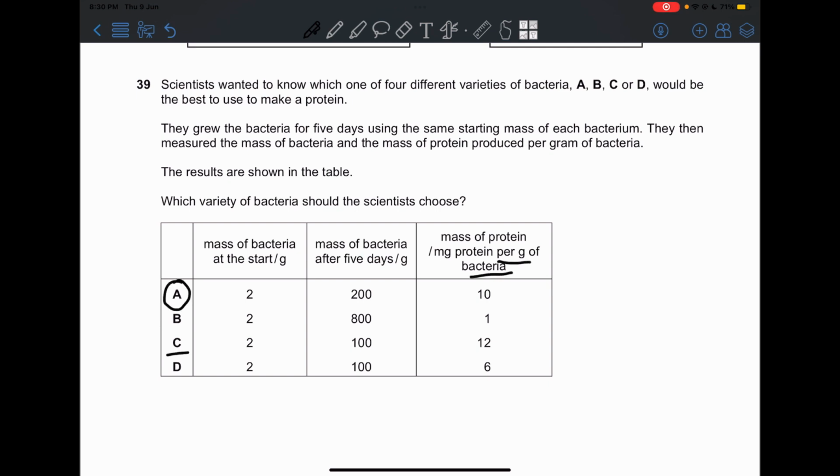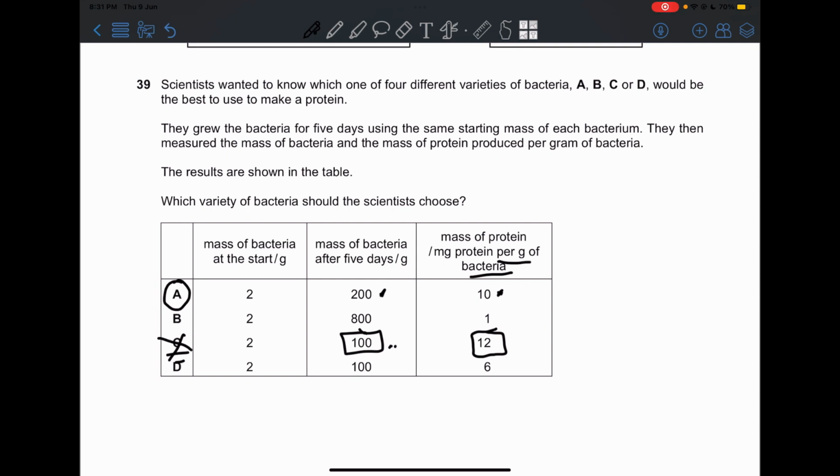And why not C? C is not going to work, because it has a lower mass of bacteria. Over here, some people chose this C option because of the highest mass of protein. Well, this is incorrect, because if you're going to calculate it, they said there is 12 milligrams of protein per gram of bacteria, and over here they have 100 grams compared with the 200 over here. Yes, there is a lower mass of protein, but this is going to be higher because there's higher mass of bacteria overall than this one.